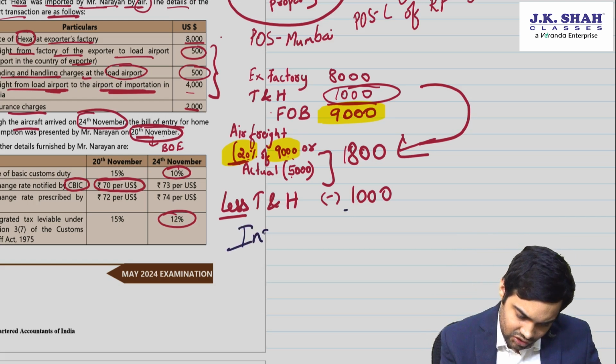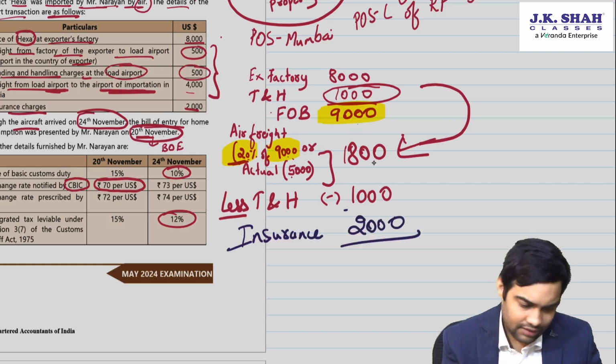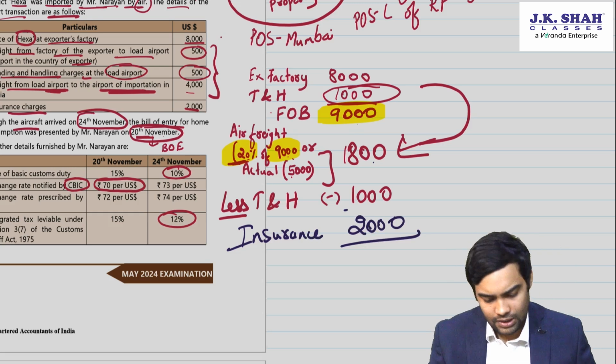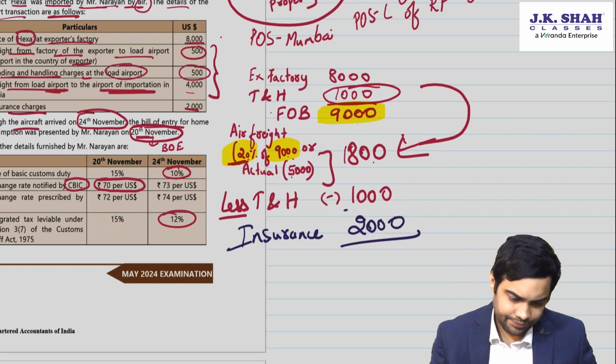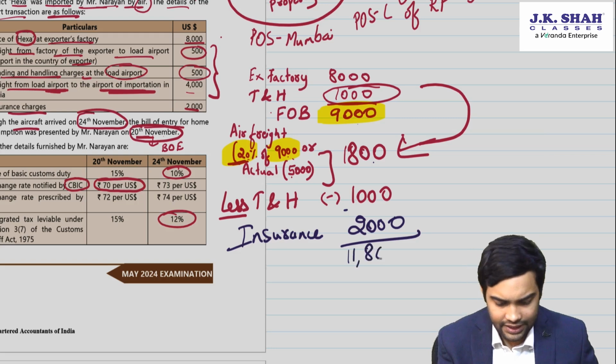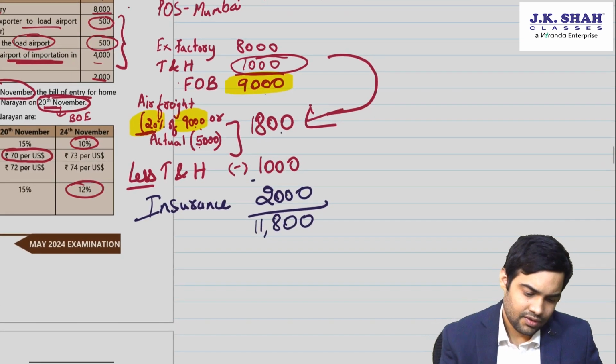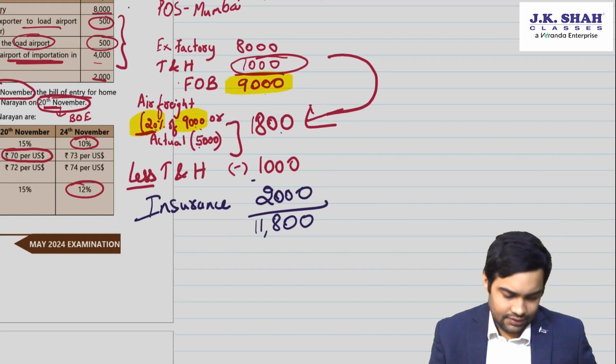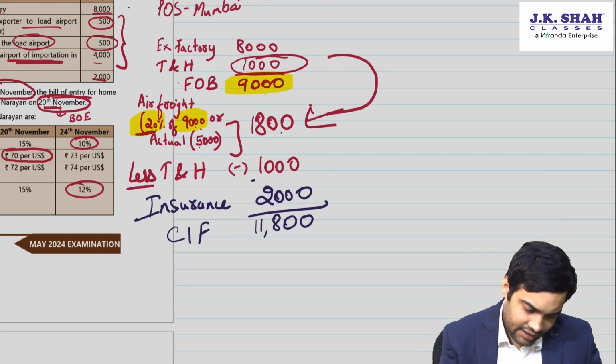Plus, insurance actual is given, so you will use actuals, that is 2,000. So total it up: 9,000 plus 1,800 minus 1,000 plus 2,000, which comes to 11,800. Correct? Yes sir. So 11,800 will be regarded as CIF.